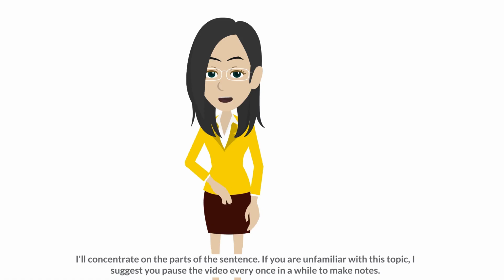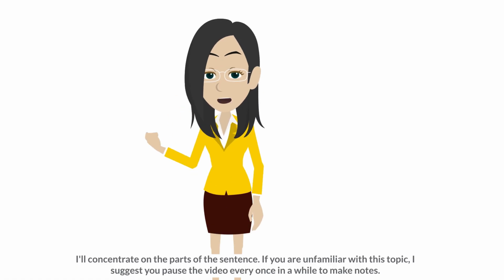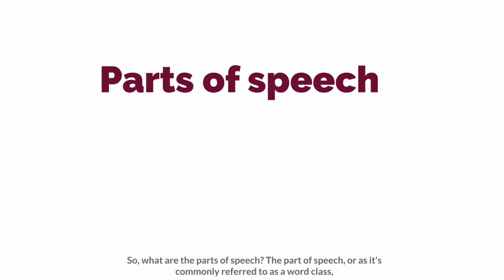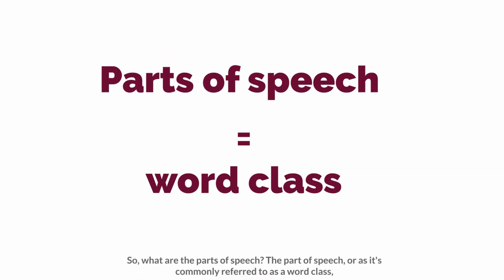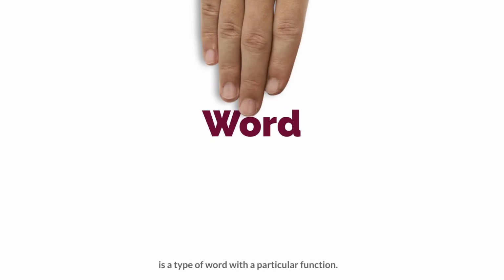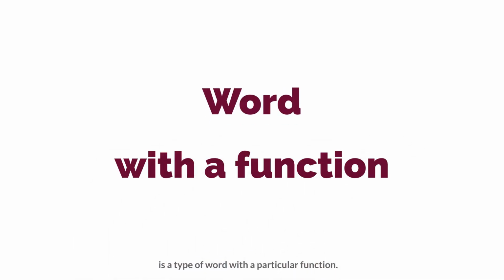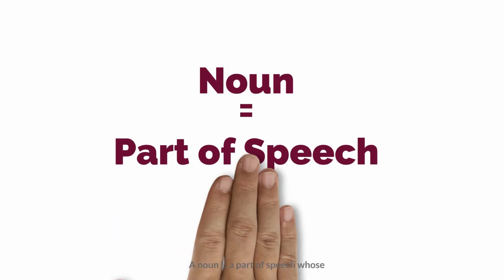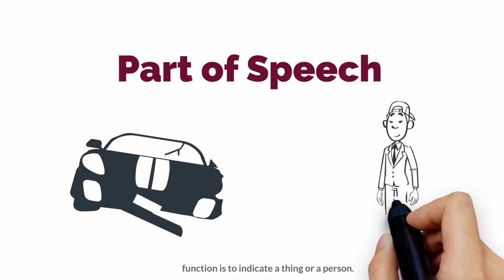If you are unfamiliar with this topic, I suggest you pause the video every once in a while to make notes. So, what are the parts of speech? The part of speech, or as it's commonly referred to, a word class, is a type of word with a particular function. For example, a table is a noun. A noun is a part of speech whose function is to indicate a thing or a person.